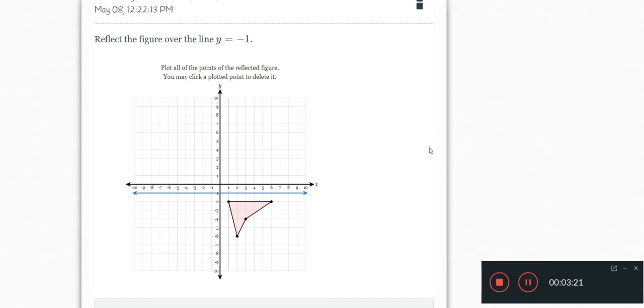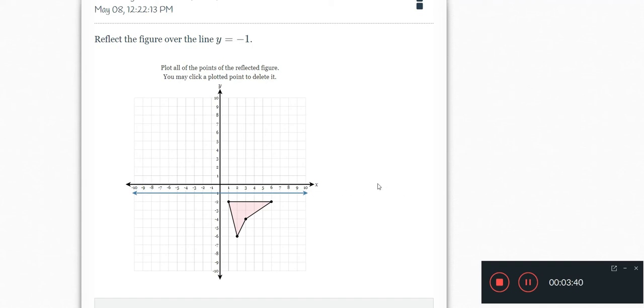So I think these activities are kind of easy. I think they're a little bit of fun, but they are important for you to understand what all of the transformations are. So this next one that you're going to do is you're going to reflect the figure over the line that's given to you. So y equals -1 is this blue line that they give you.